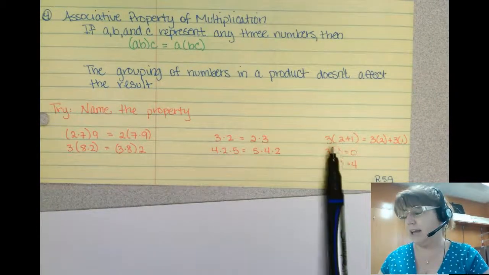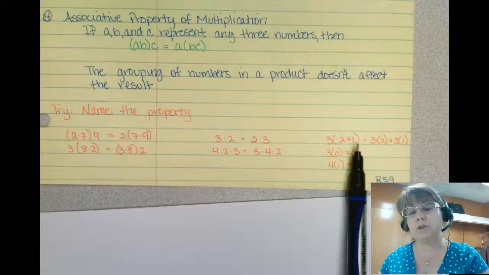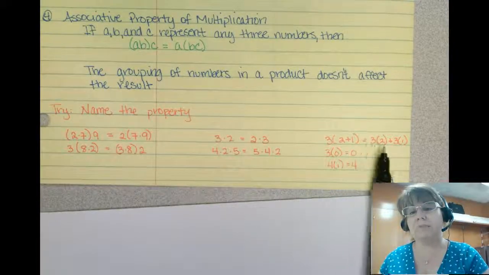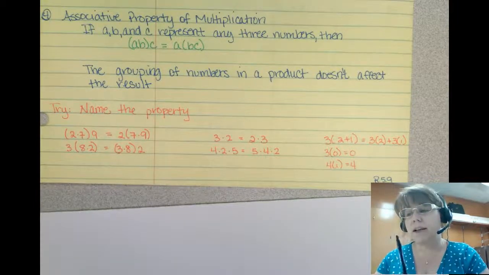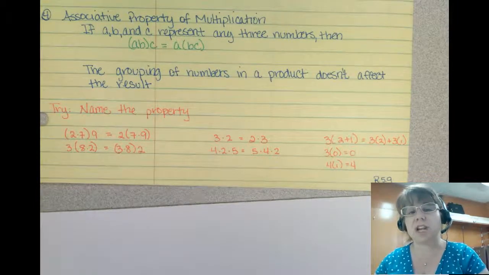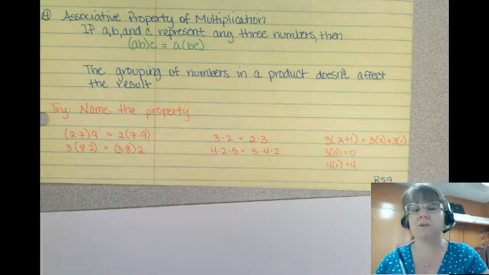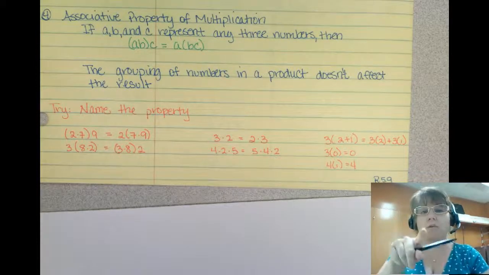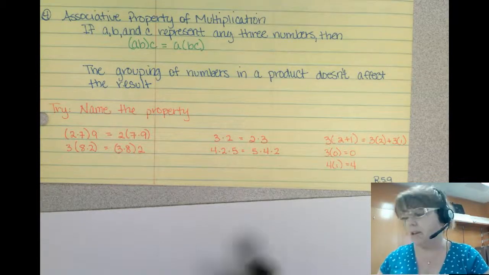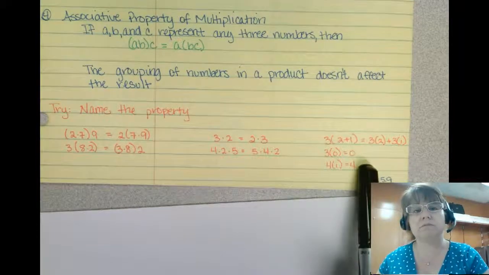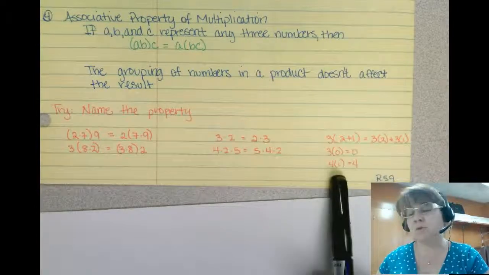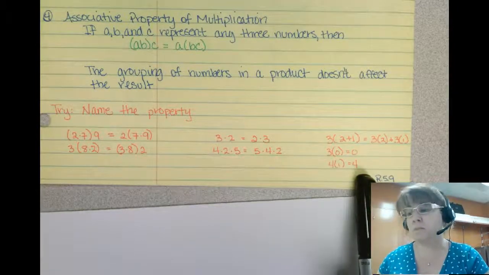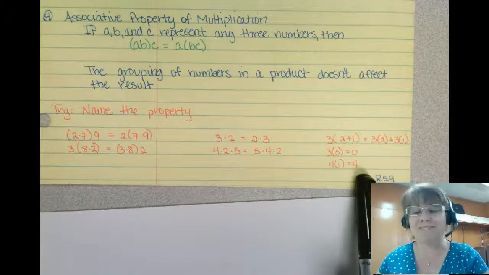And let's look at 3 times the quantity 2 plus 1 equals 3 times 2 plus 3 times 1. Do you remember what that property was? I didn't list it on the four that I just chatted about, but that's the distributive property of multiplication. We can distribute the multiplication over the addition. 3 times 0 equals 0. That's the multiplication property of 0. And 4 times 1 equals 4. That's the multiplication property of 1.